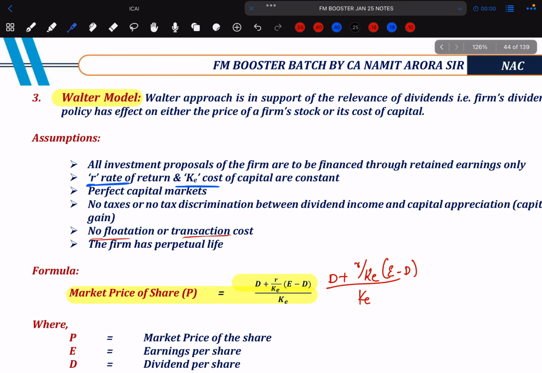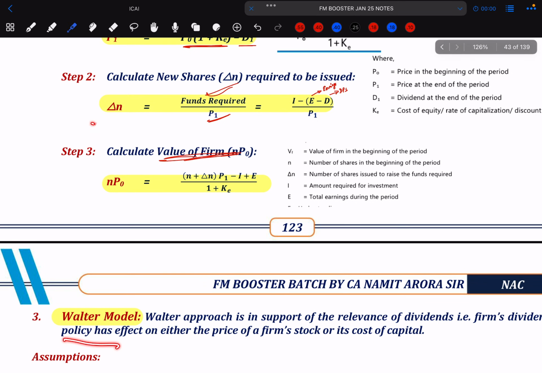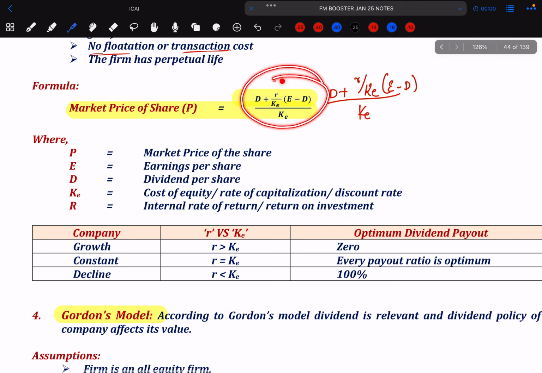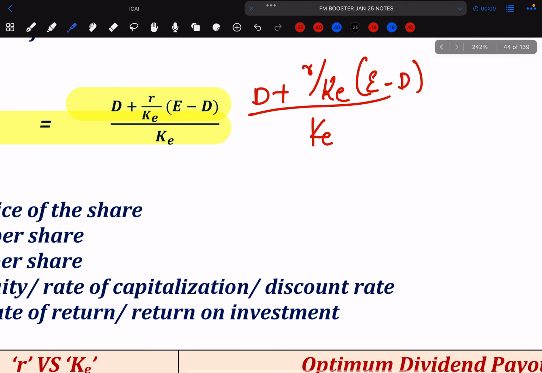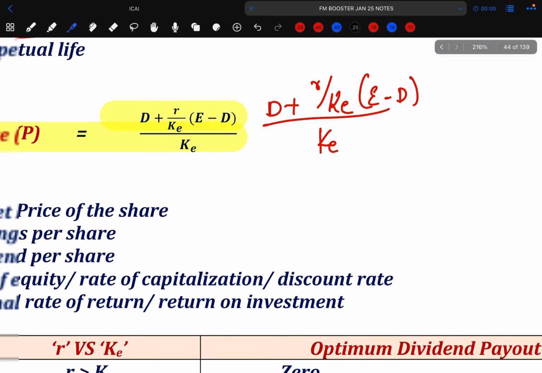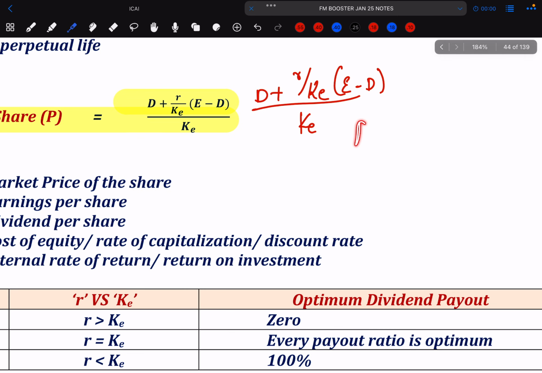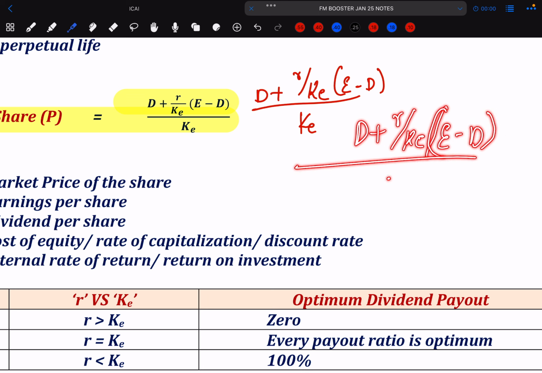And then our Modigliani, this is irrelevant for us. And when it comes to Walter, it is this formula. They have already asked this formula in the January attempt, I guess. Yes, they have asked in the January attempt. So to understand this, they'll ask, you cannot predict, but still, it is P equals D plus R by KE times (E minus D), divided by K.